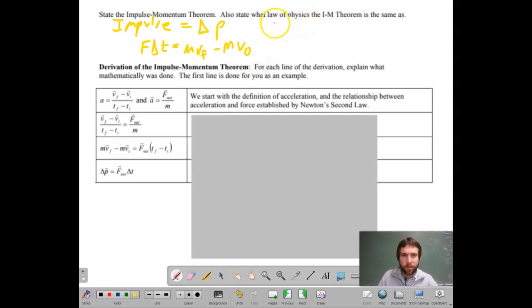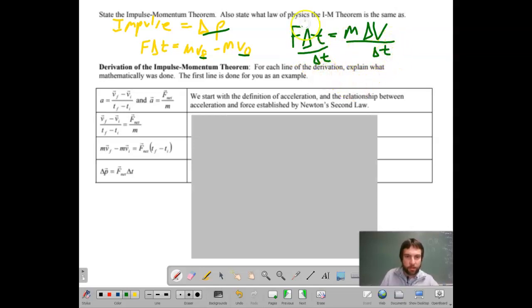What law of physics is the impulse momentum the same as? Well, I'm going to rewrite it here. So F delta t equals mass times change in velocity. That's the same thing as change in momentum, right? That's math, just pulling out the m, right? All right, so if we divide delta t from each side, what's happening here? That goes away. We get F equals m delta v over delta t.